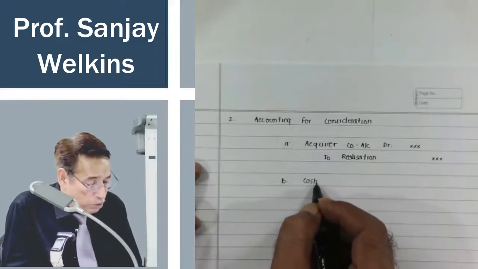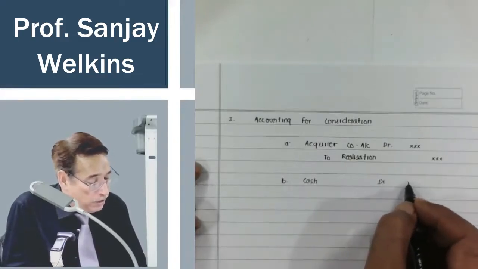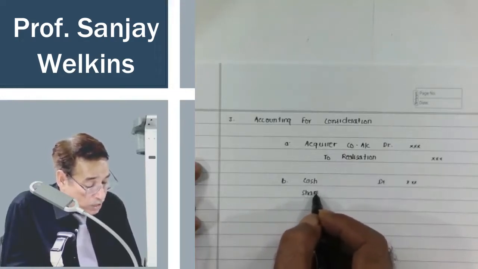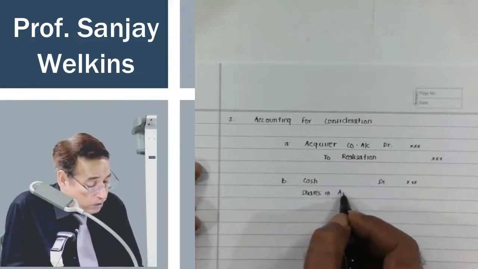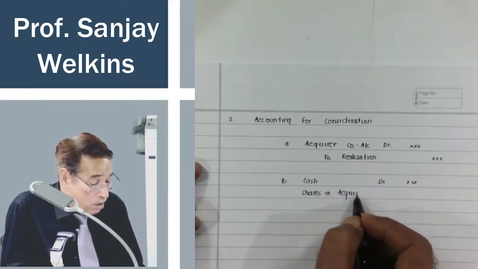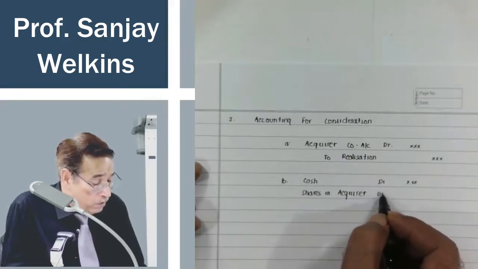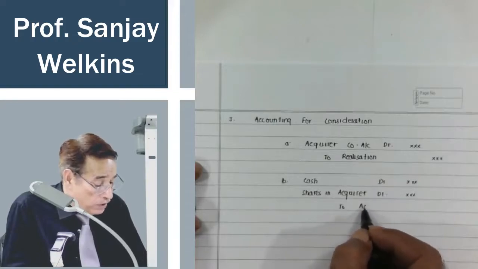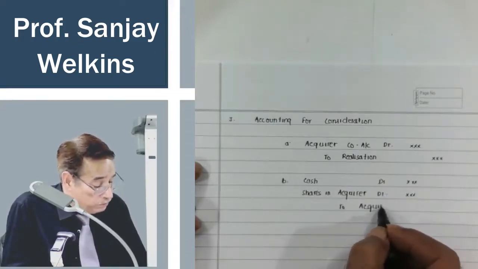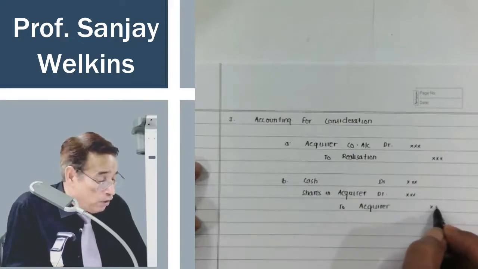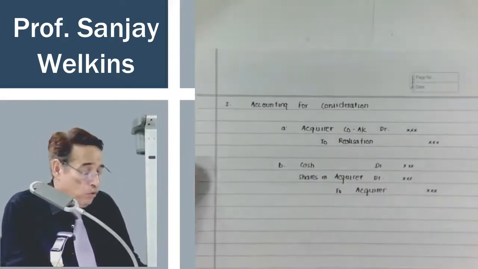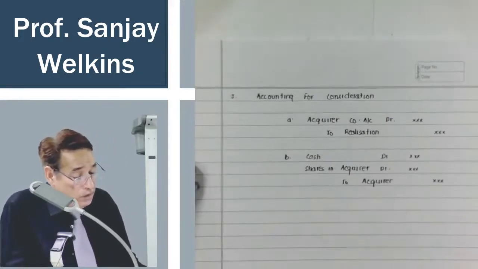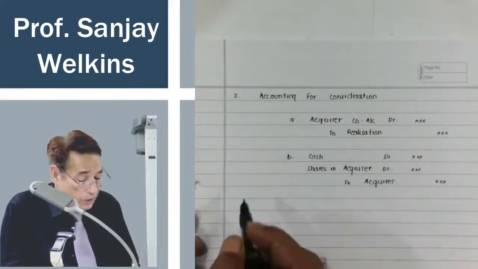For example, if some portion is received in cash, you are going to debit the cash account. Some portion is being received through shares, then you are going to write shares in acquirer company account, and so on. To acquirer company, because you will receive the purchase consideration from acquirer. Quite obviously, when you will receive the consideration from the acquirer, acquirer's account will get closed down. Is it clear to you? So these are the two entries which you are supposed to pass in respect of consideration.